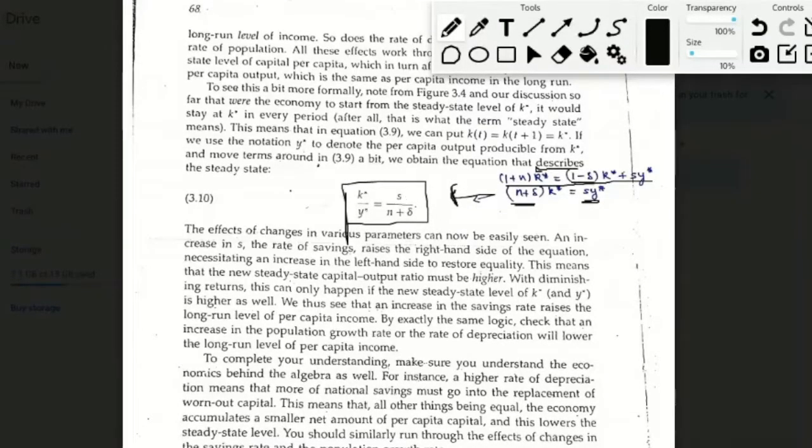From this equation, we can identify the parameters that affect the steady state stock of capital per capita. We see that the savings rate, which is small s here, is directly proportional to k star, meaning that as the savings rate increases, the steady state of capital will also increase. On the other hand, population growth rate and depreciation rate tend to have an inverse relationship with k star. So with an increase in population growth rate or an increase in the depreciation rate, the steady state of capital per capita will fall.